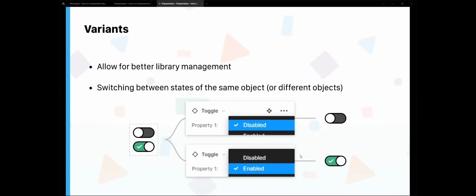So each state is denoted by any number of properties. As far as I know, you can have an infinite number of properties, and any combination of those properties will give you its own actual component or variant, I guess you call it. Right, so for this, there's only one property for each, and there's two states for those properties, disabled and enabled. Disabled gives you this, enabled gives you that.